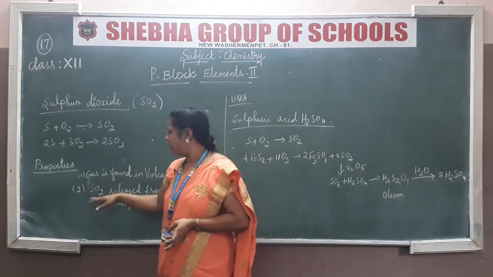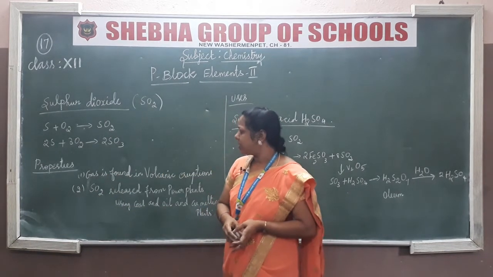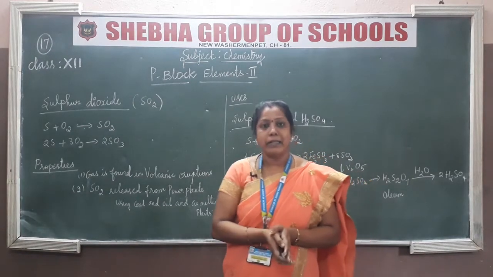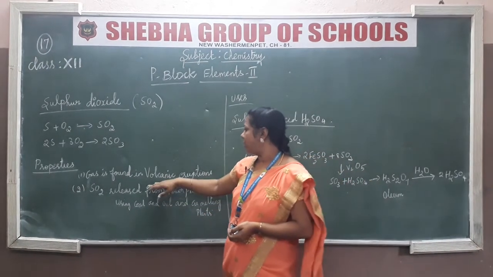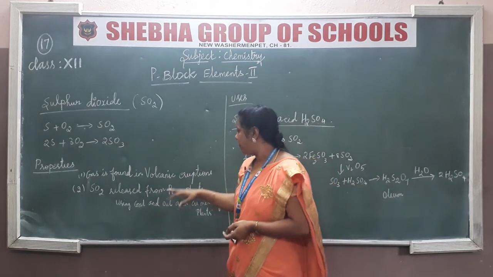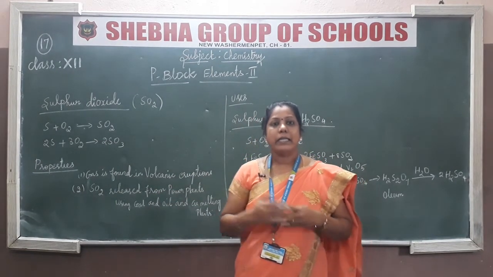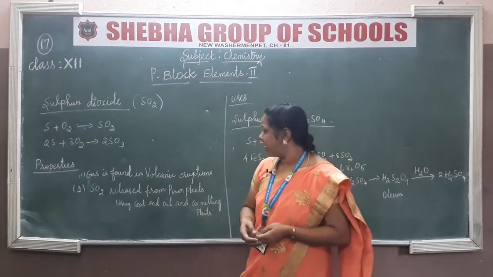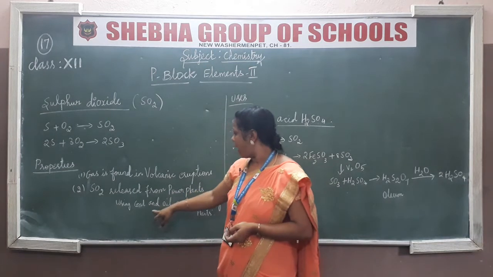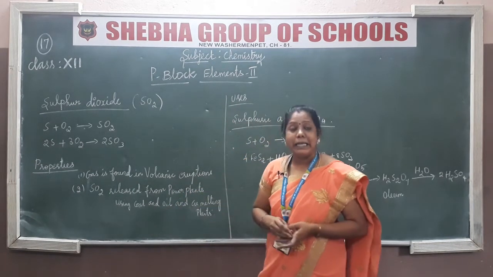Another property is that the gas is found in volcanic eruptions. We can get SO2 from volcanic eruptions. SO2 is also released from power plants that use coal and oil, and from copper melting plants, and it mingles with the atmosphere.